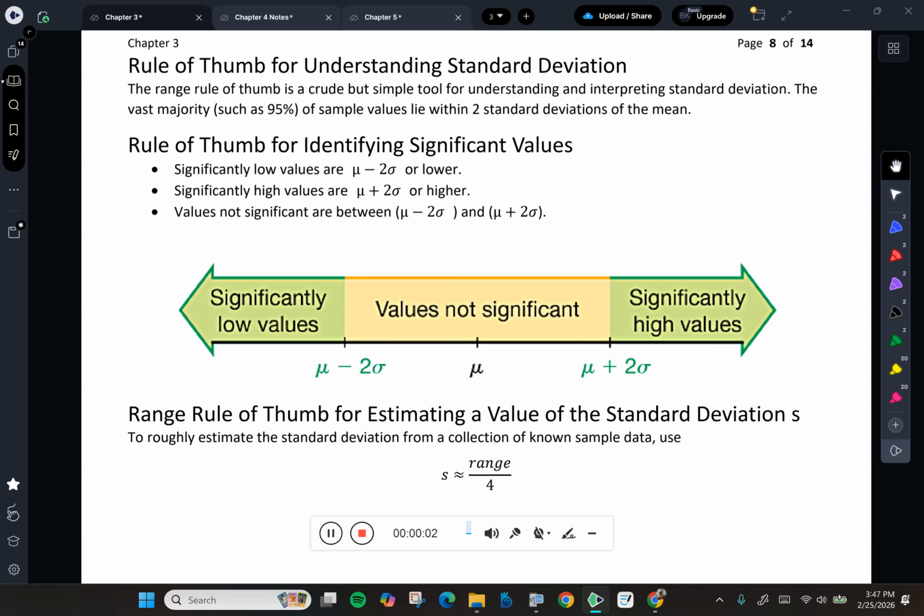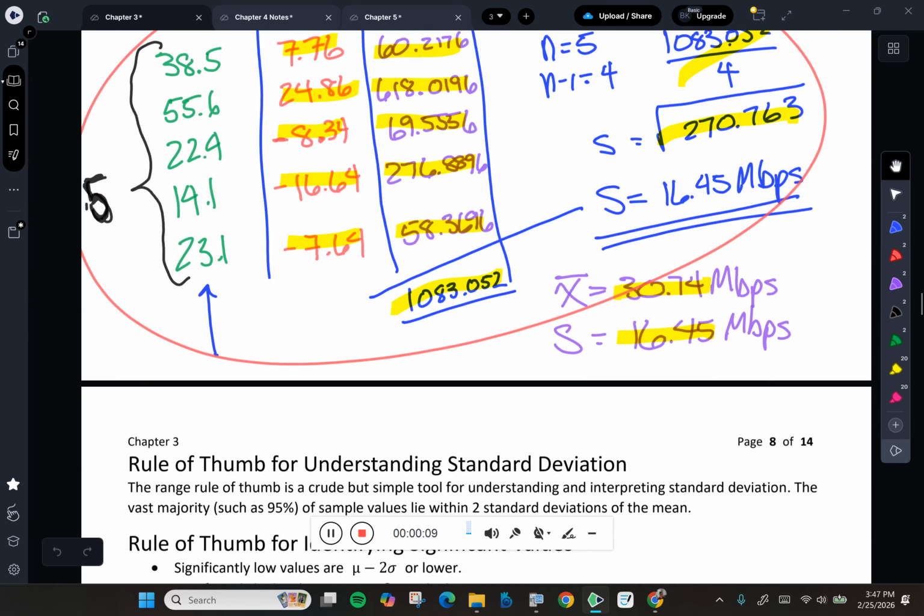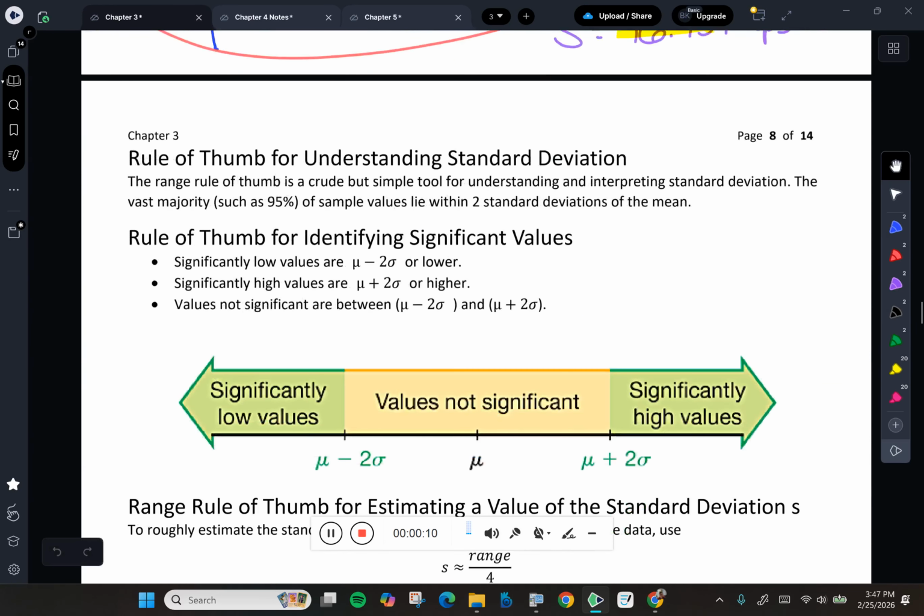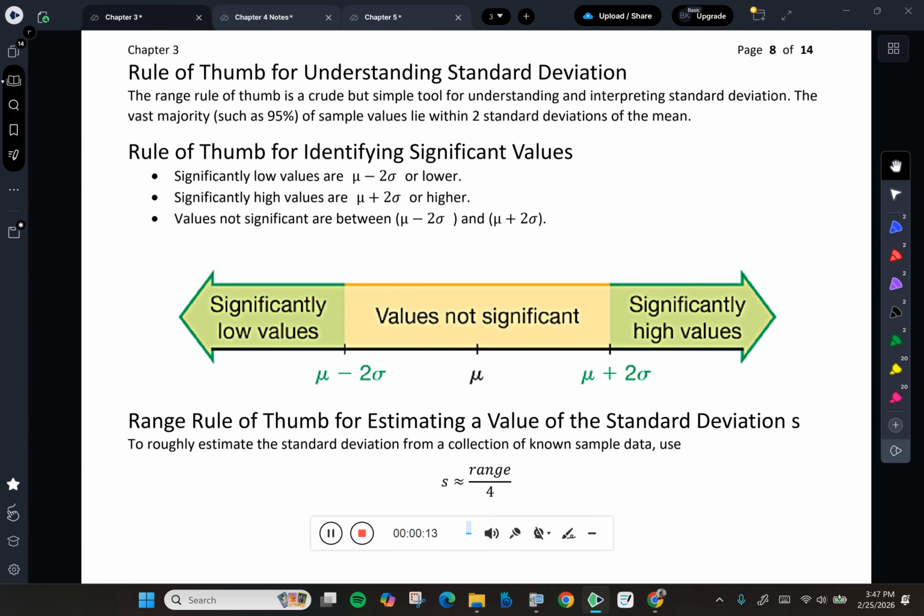Hi, welcome back to section, what is this, 3.2? This is our second video in there. We had just taken a look up here about how to calculate the standard deviation. And now we're going to talk about why it's important, why it is such a big thing that we use in statistics.